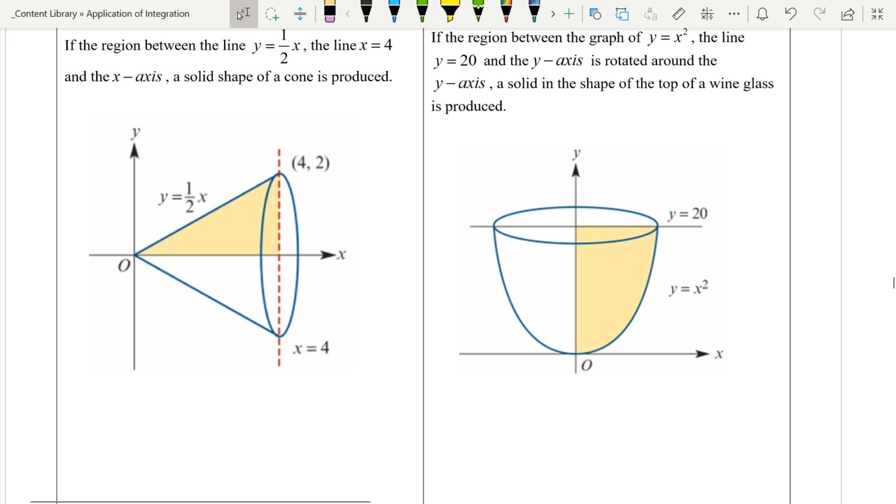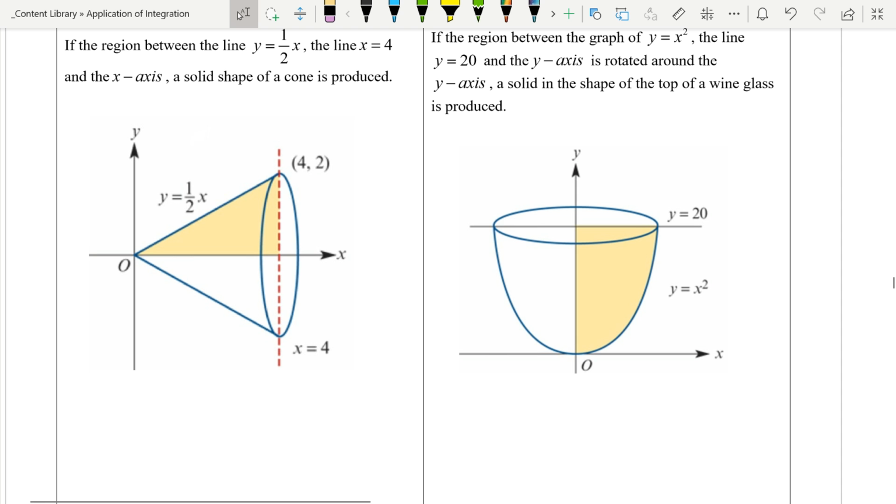And then another one: we have y equals x squared, and we have shaded the area between y equals 0 and y equals 20. I've shaded this yellow area here, between two horizontal lines. This is the area bound by the y-axis, not the area bound by the x-axis. And this area will be rotated about the y-axis. You can imagine that will be kind of like a ball.